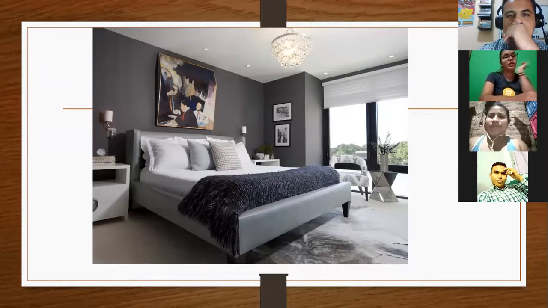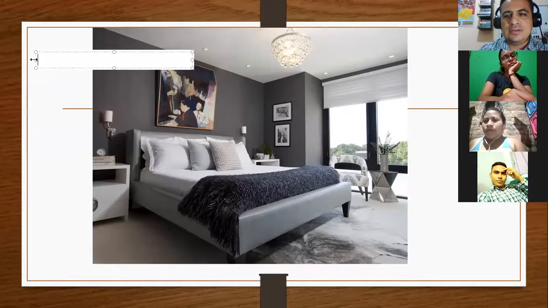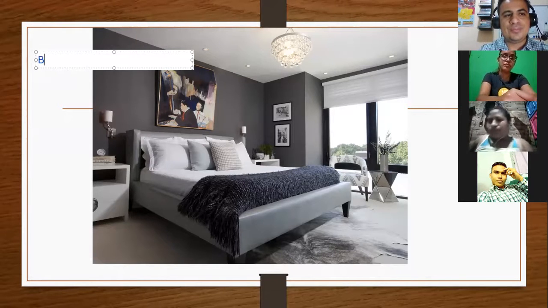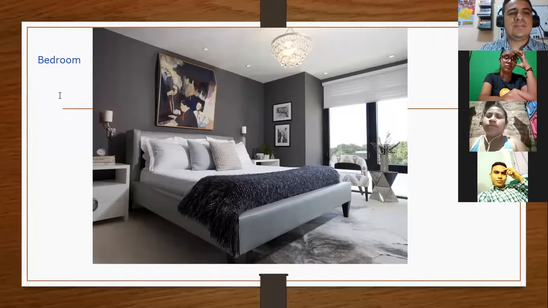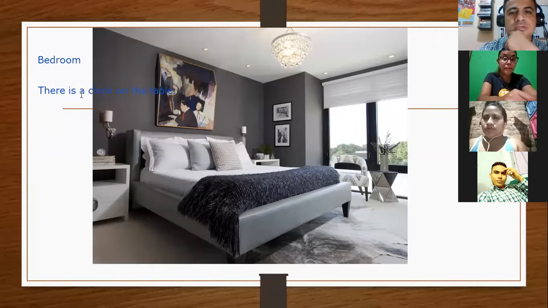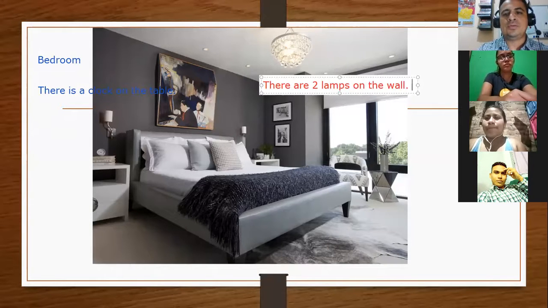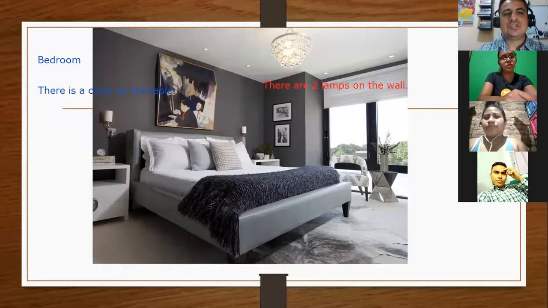What is this? Let's describe this one. What room is this? There is a bed. This is a bedroom. Bathroom or bedroom? Bedroom, right? Yes. Okay, what do you see? There is a clock on the table. Very good. Excellent. There's a clock on the table. What else do you see? There are two lamps on the wall. Okay, excellent. There are two lamps en la pared. On the wall. The picture. Pictures.